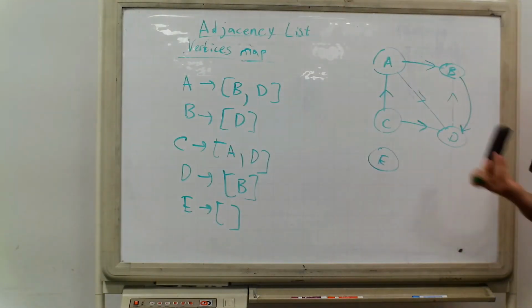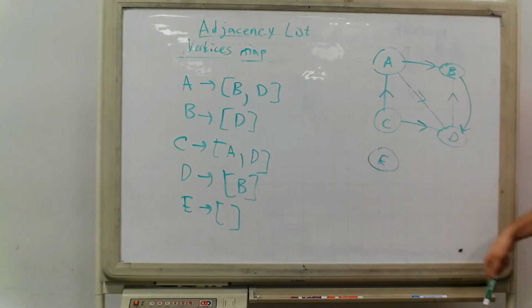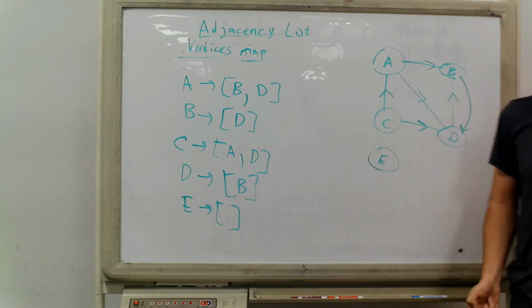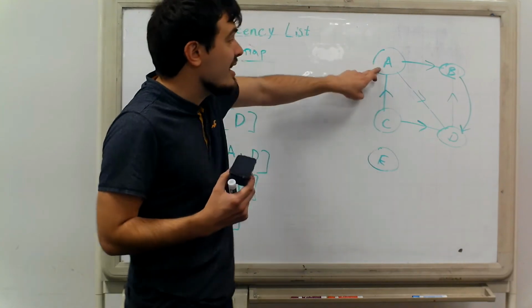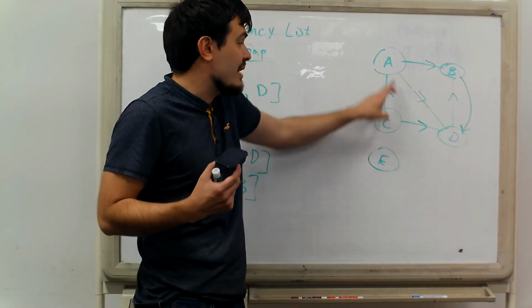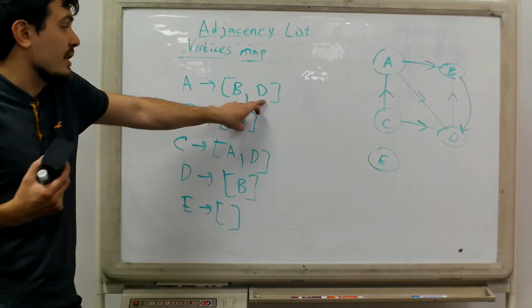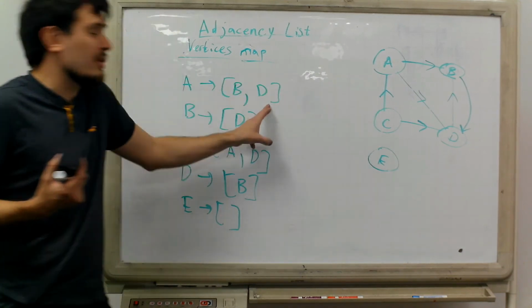Make sense to everyone? Yeah, I mean, don't worry, maybe I missed one when I was putting it on the board. But as long as you get the idea. Like, from A, you have an outbound edge to B, and you have an outbound edge to D, you put it here. But you don't have an outbound edge to C, so don't put it here.